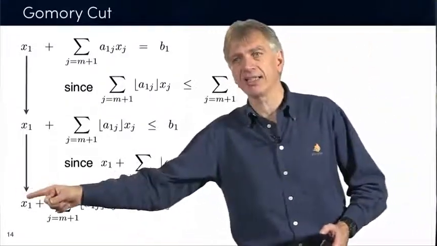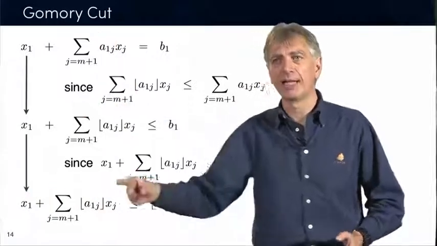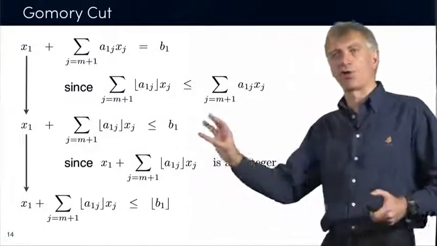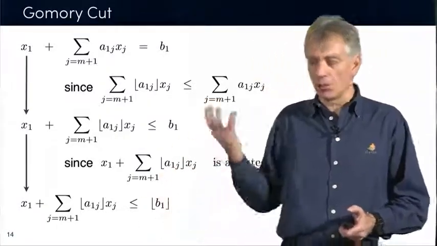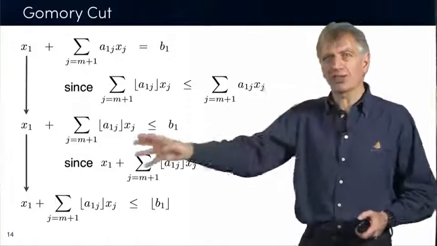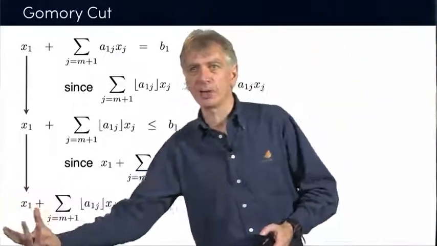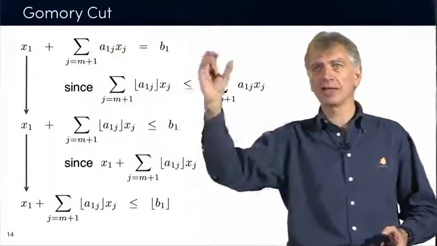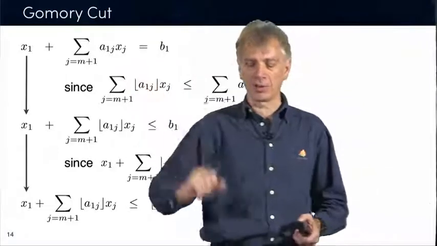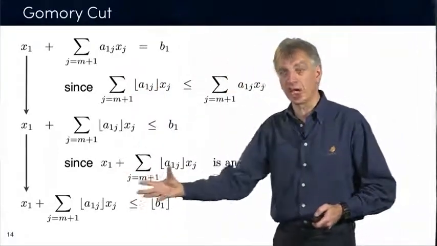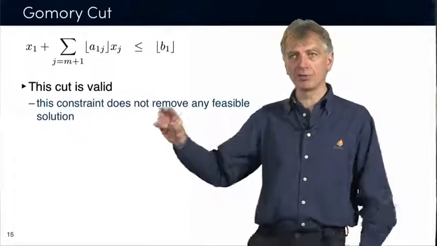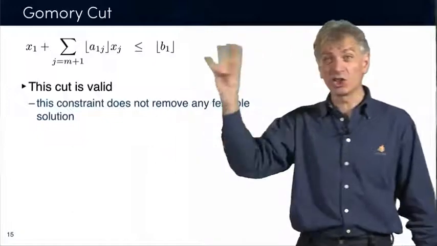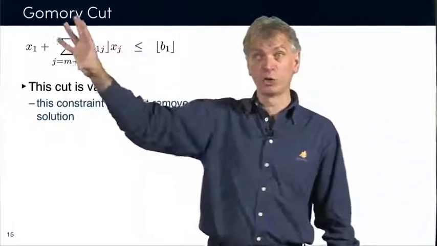We now have that this expression that we had at the beginning has to be smaller or equal to the floor of b1, which is essentially rounding b1 downwards. So this is the Gomory cut. What we are doing here is taking the coefficients, rounding them downwards, and taking the b and rounding it downwards, and of course this becomes an inequality. So this is a cut. Now this cut is valid. The only things I have done are basic algebraic manipulation, and then exploiting the fact that these values are integers in the solutions to the MIP.